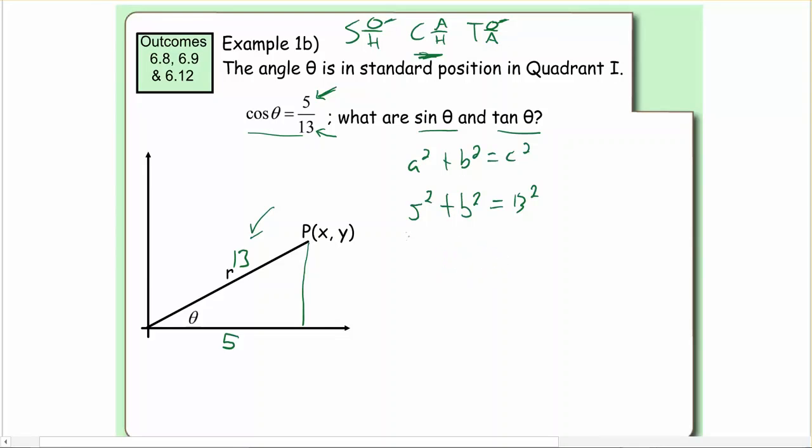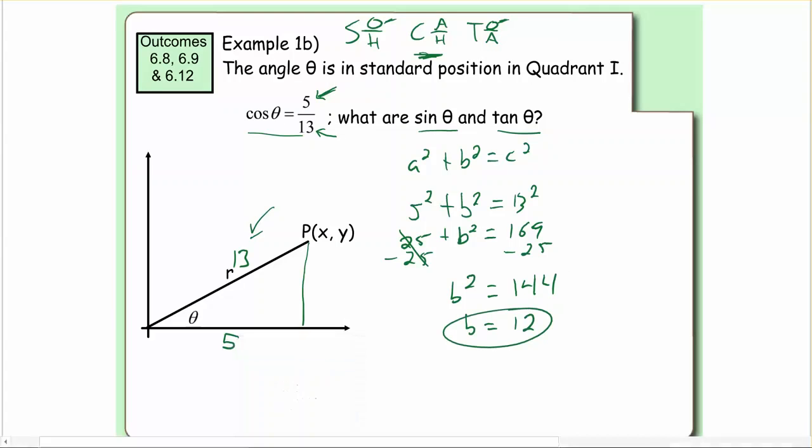Okay, so 5 squared, that's 25. I'll leave that as b squared. Is equal to 13 squared is 169. So what you gotta do, remember, is just subtract 25 from both sides. So we've got b squared is equal to 144. So then square root of that, b is equal to, is that 12? Yeah. So b is equal to 12. Okay, so our y value here now, so up and down to the opposite side, that's going to be 12.